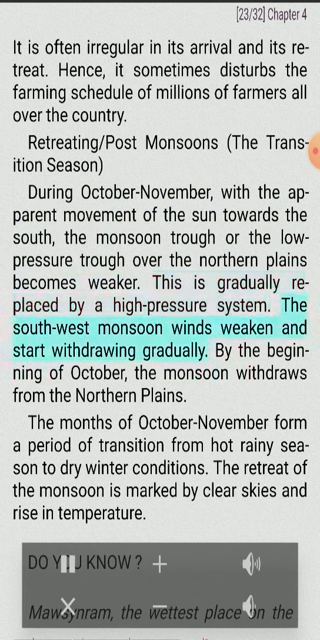The southwest monsoon winds weaken and start withdrawing gradually. By the beginning of October, the monsoon withdraws from the northern plains. The months of October-November form a period of transition from hot rainy season to dry winter conditions. The retreat of the monsoon is marked by clear skies and rise in temperature.